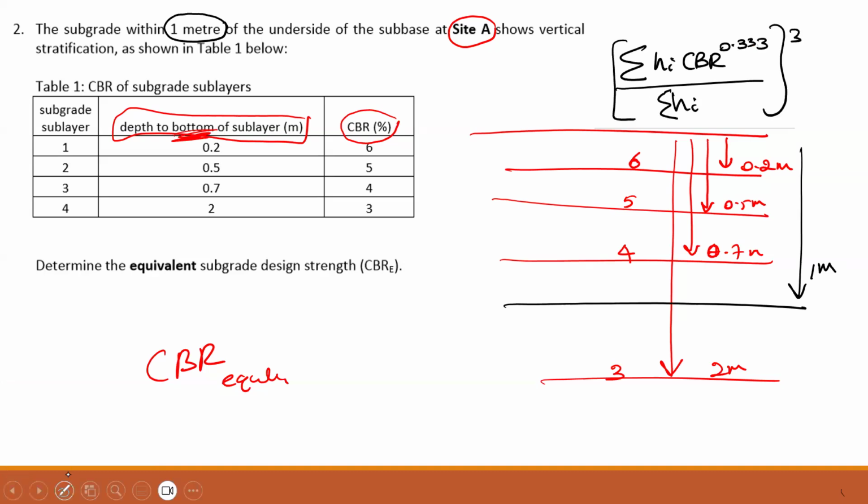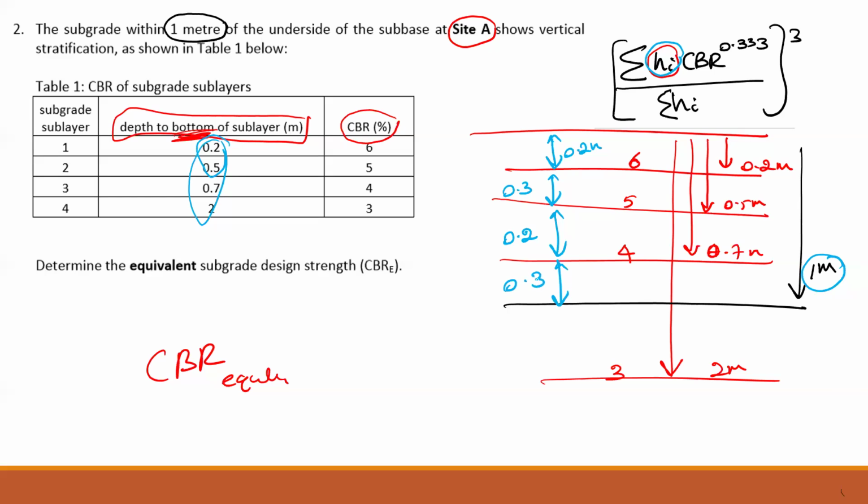So here, HI is your thicknesses. What is the thickness of the first layer? 0.2 meters. Next one, 0.3, because these numbers are the depths, the depth from the top. So this layer should be 0.2, and this layer, we are going up to 1 meter, so it should be 0.3, since we are only going up to 1 meter.